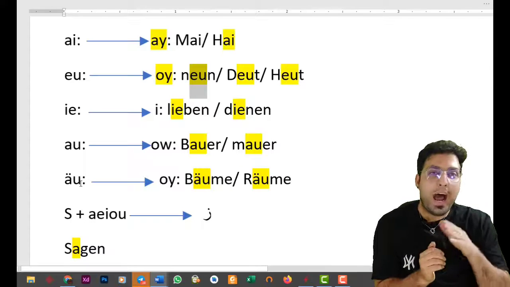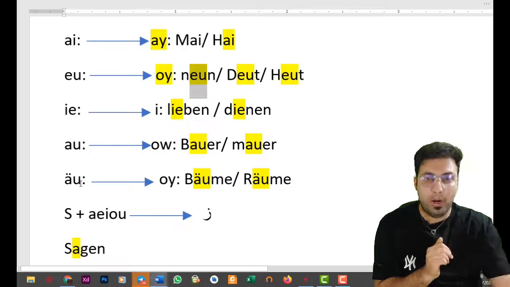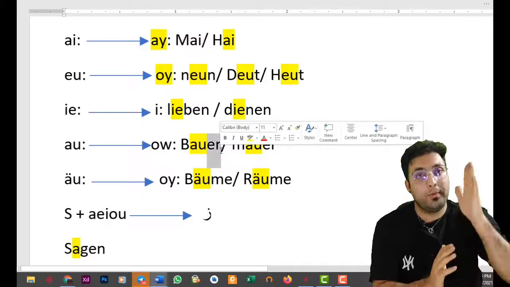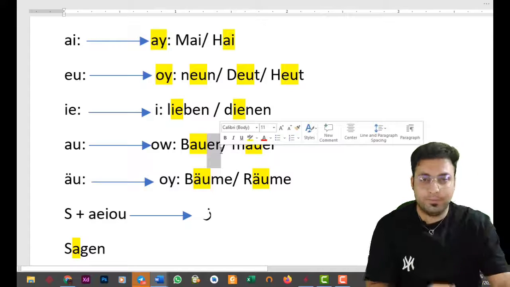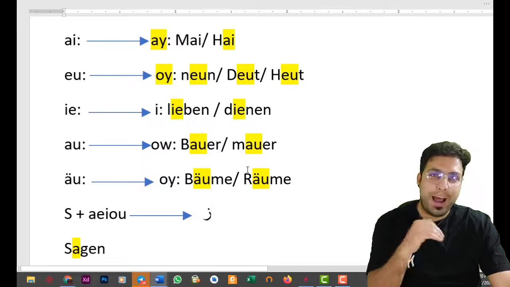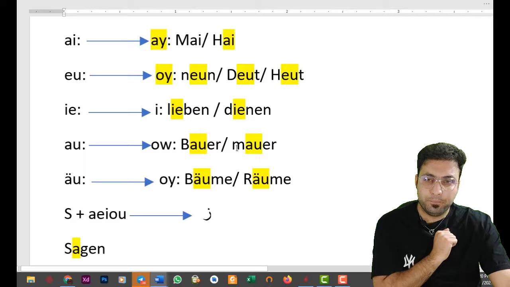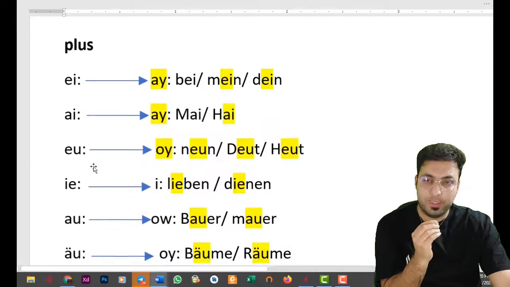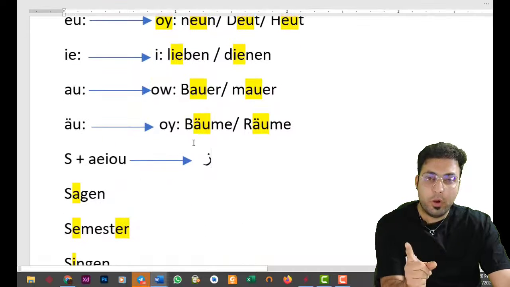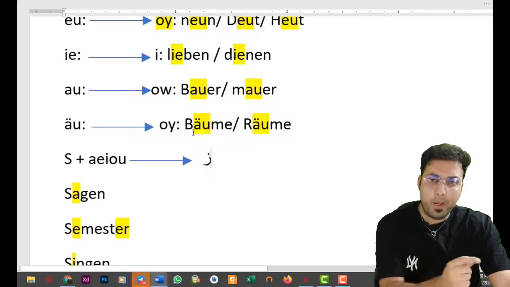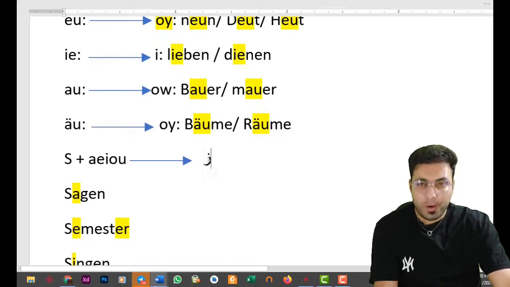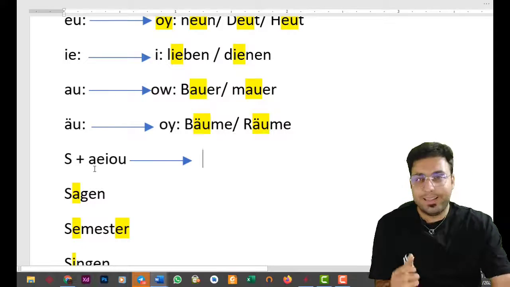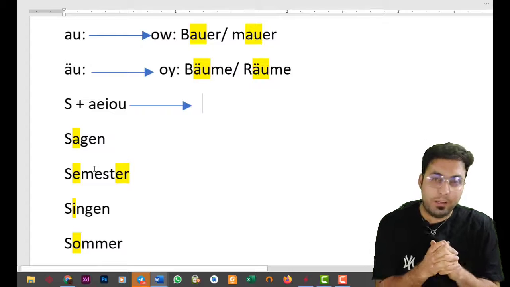That is Bauer. I told you that ER at the end of the word goes up. Bauer. And the next word is Mauer. A umlaut plus U is oi, exactly like EU. So that is Bäume, or Räume. Okay, so easy.